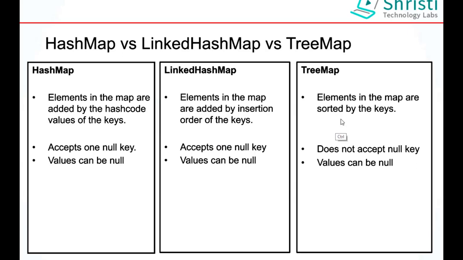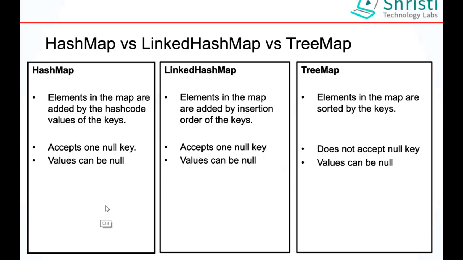In case of TreeMap, the keys are sorted either in alphabetical order, numerical order, or custom order. Based on the sorted keys, the elements will be added. Next, HashMap accepts one null key. LinkedHashMap also accepts one null key. TreeMap does not accept a null key. In case of HashMap, LinkedHashMap and TreeMap, the values can be null.